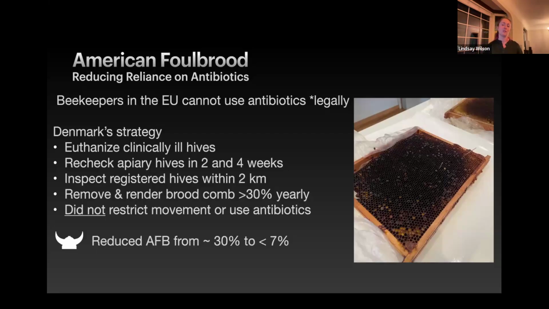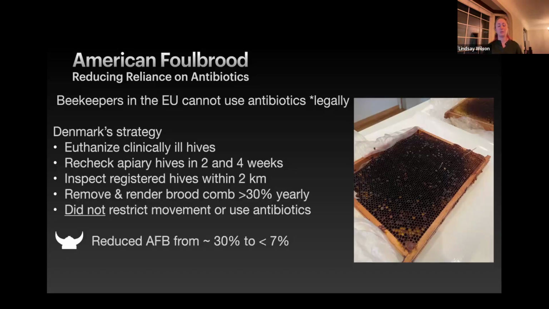So they were able to take their rates of Foulbrood problems from 30%, which was a huge problem. Imagine losing 30% of your colonies every year to Foulbrood. I'd get very frustrated. They were able to take it down to less than 7%. They don't have their data from the last 2 years published yet, but it looks like it's even better than that, closer to 3%. So that's a tenfold improvement over a handful of years.